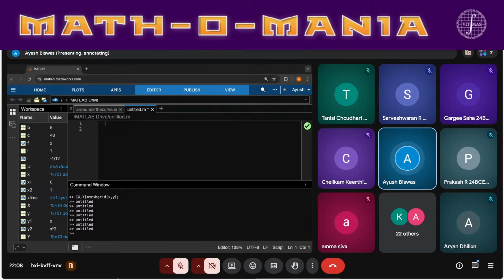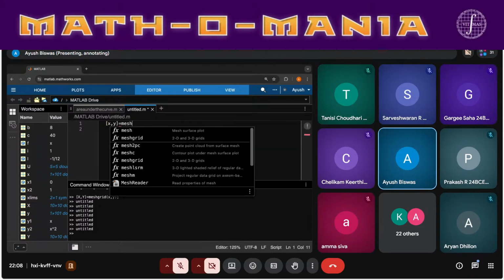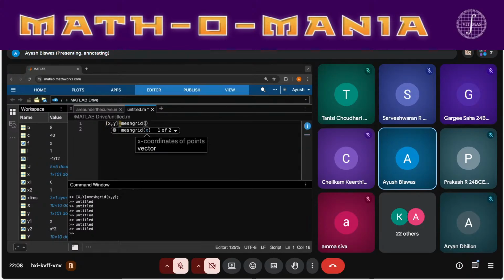So again, let's take a meshgrid, x comma y, from -5, incrementing by 0.5, to 5, and z is equal to x squared plus y squared.